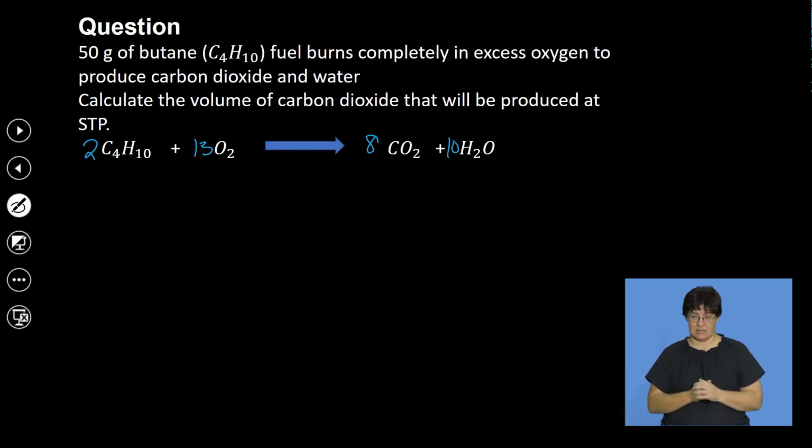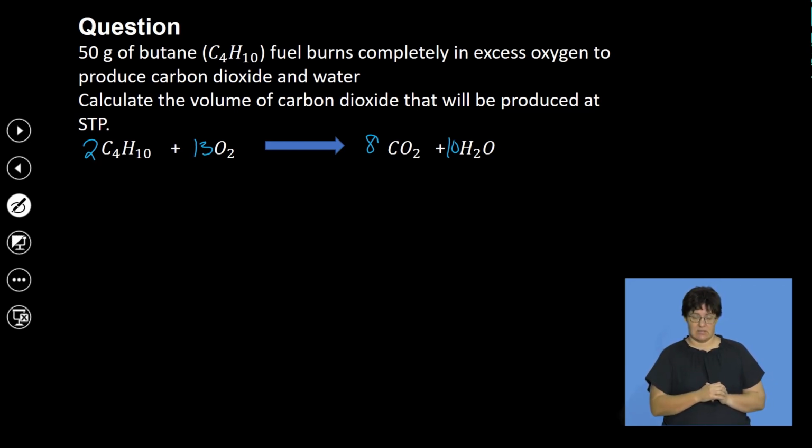Now let's check if it is balanced indeed. Carbon, it's 8 on the left, 8 on the right. Hydrogen, 2 times 10, that gives us 20. We also have 20 on the right. Oxygen, we've got 13 times 2, which is 26. Now, if you go to the right, it's actually 16 plus 10, which gives us 26.